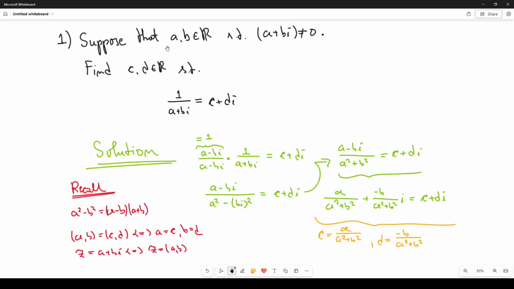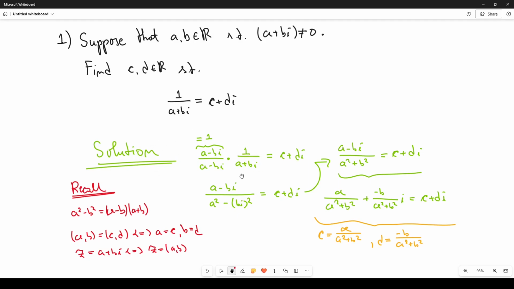Problem number 1. Suppose that a and b are real numbers such that at least one of them is non-zero. So we're expressing that condition via this expression: the complex number a plus b times i is different from 0. And we're tasked with finding real numbers c and d such that this holds. In essence, we're being asked to find the complex number that is the multiplicative inverse of a plus b times i. So how do we solve this?